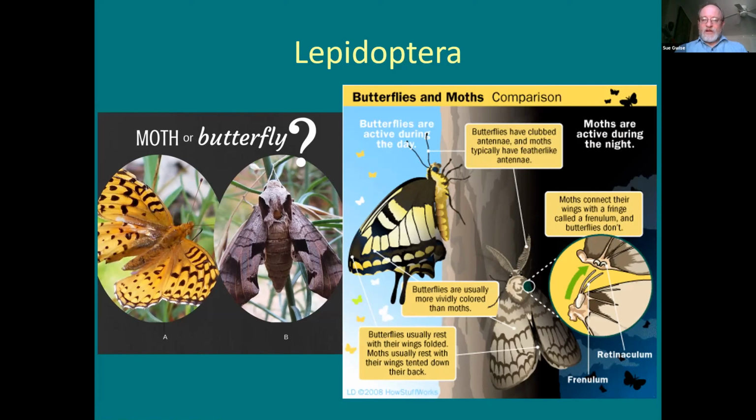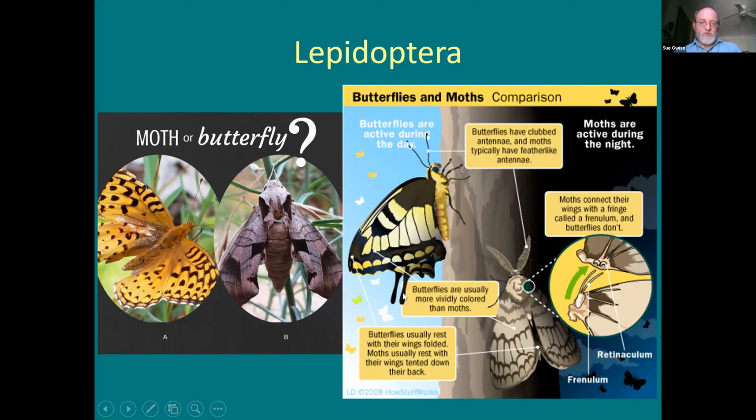So butterflies have clubbed antenna, and moths typically have feather-like antenna. I'm trying to get my arrow back; it's hard to get. So a little club on the end of the antenna. You can see it here on this fritillary. You can see that club on the antenna. So that'll tell you if you're not sure if it's a moth or a butterfly.